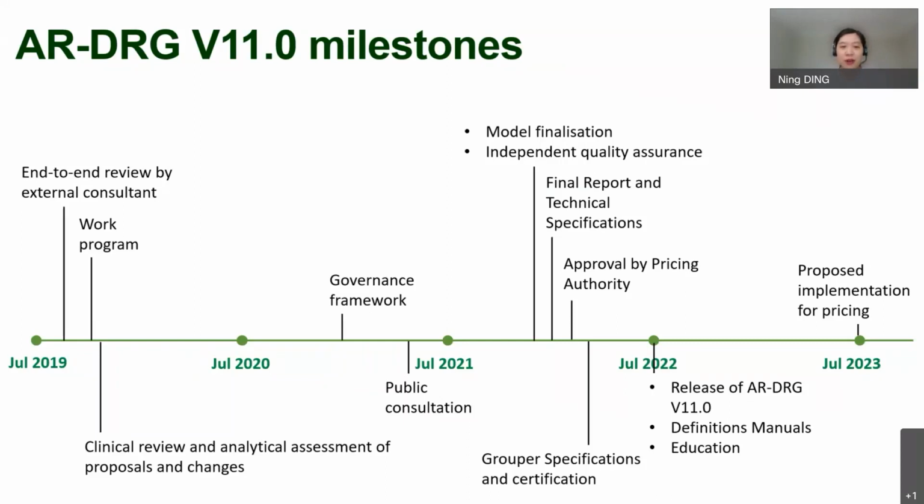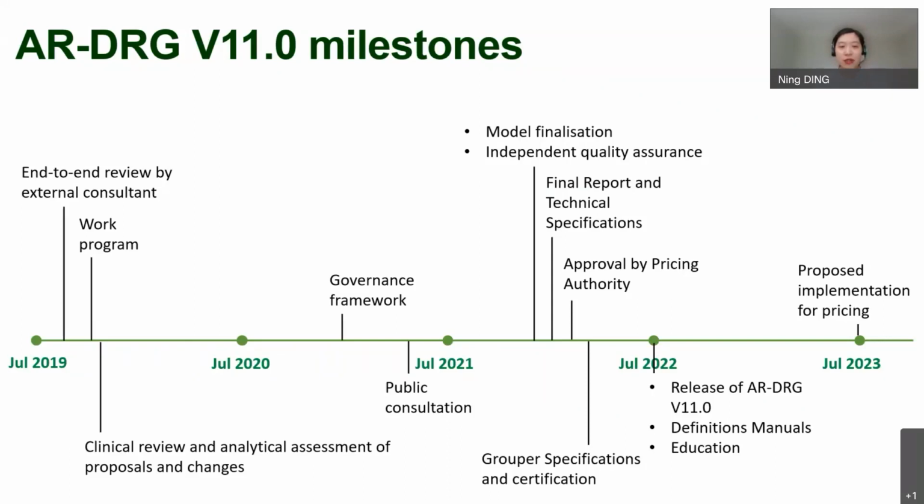In late 2021, the version 11 models were finalized, and an external consultant was commissioned by IHPA to conduct an independent quality assurance of the models. The AR-DRG version 11 final report and technical specifications were drafted following the model finalization in early 2022. In February 2022, AR-DRG version 11 was approved by IHPA's board, the pricing authority.